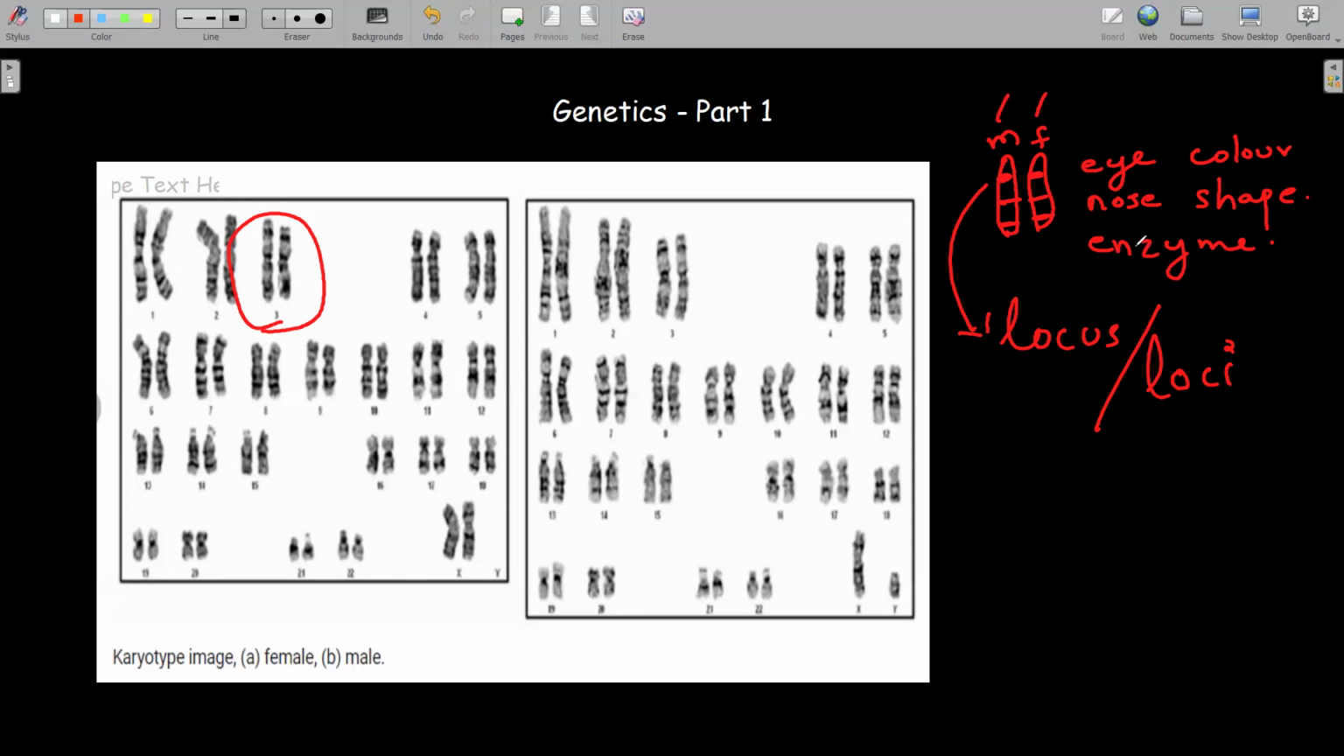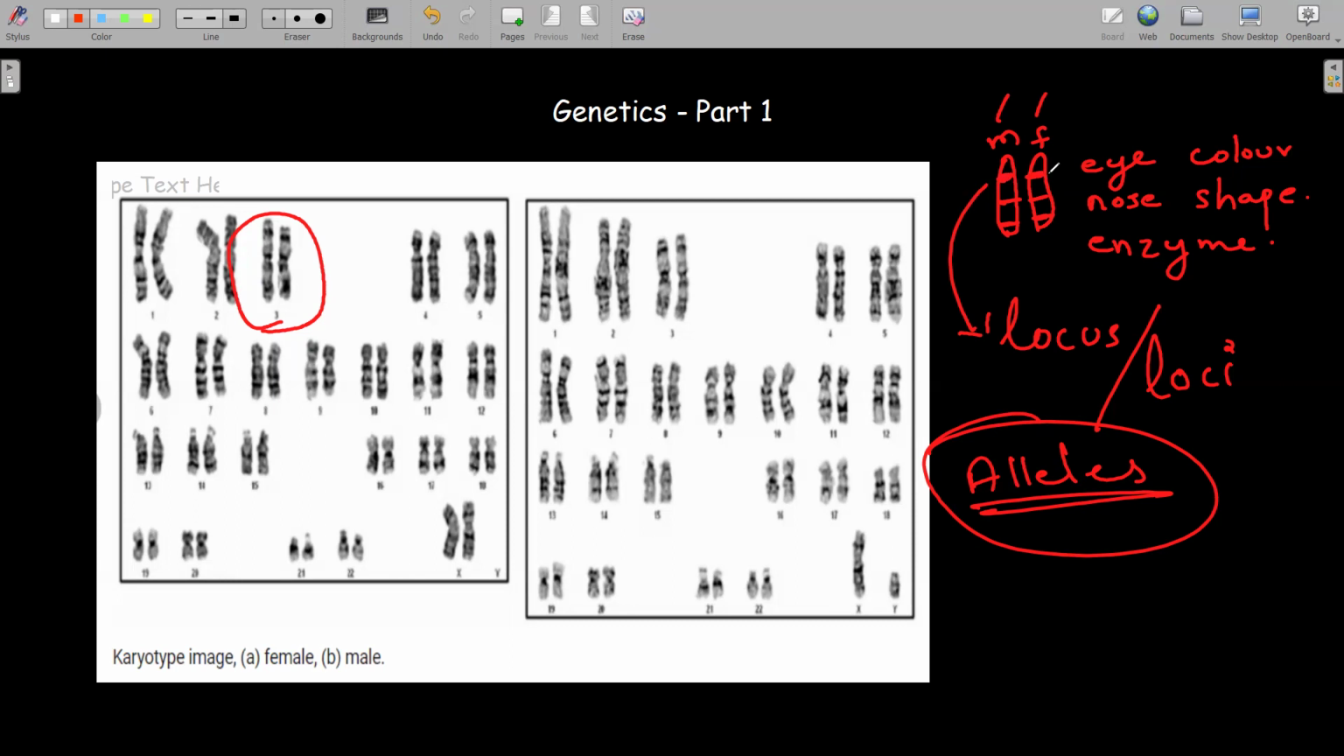Such genes are called alleles. A-L-L-E-L-E-S. Let me write that clearly so you do not get confused. Alleles are different forms of a gene. For example, the mother has blue eyes and the father's eyes are brown. Whether it is blue or brown, the gene for eye color is at this position, at this locus.